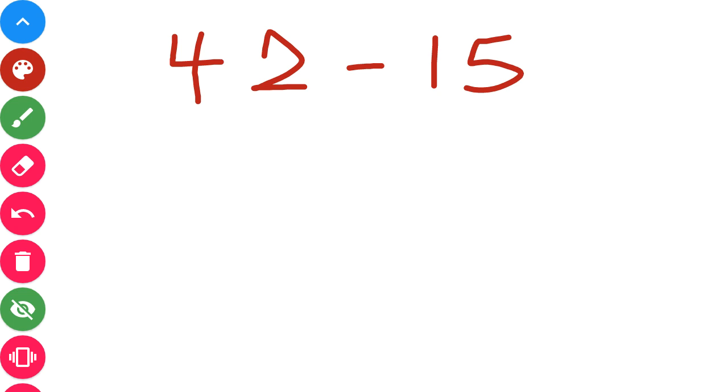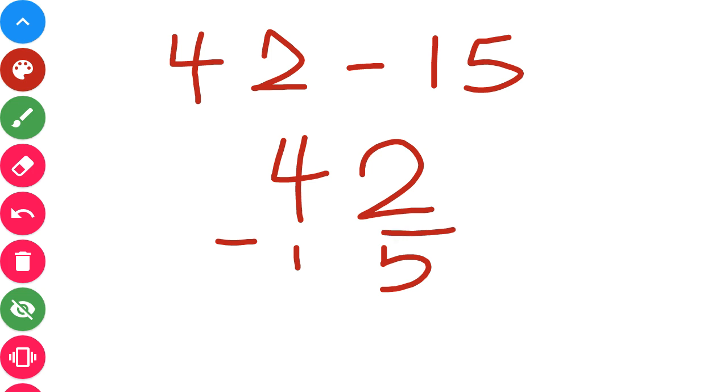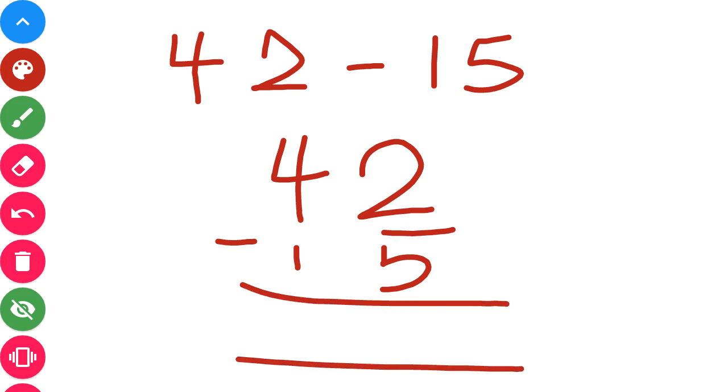Suppose I have to subtract 42 minus 15. Now, what do we have to do first? First of all, we have to write the greater number above. So, write 42. Then what do we have to do? We have to subtract 15 from 42. Now, what will we get? So, we will start from the ones place.